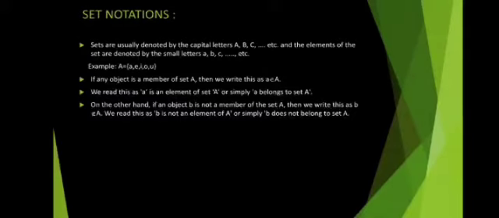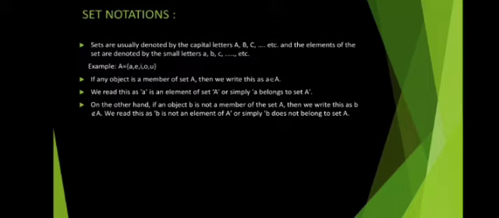Now, how to write sets? Sets are usually denoted by the capital letters A, B, C, etc., up to Z, and the elements of the sets are denoted by the small letters a, b, c, etc. So here set A = {a, e, i, o, u}. The capital letters represent the name of the set and the small letters represent the elements of set A.